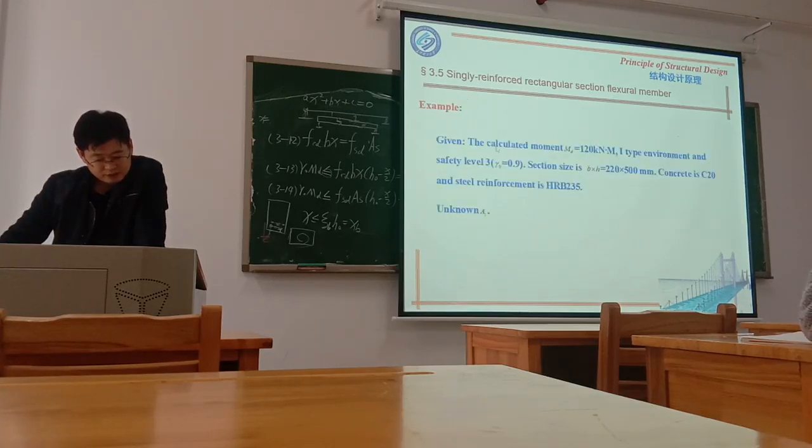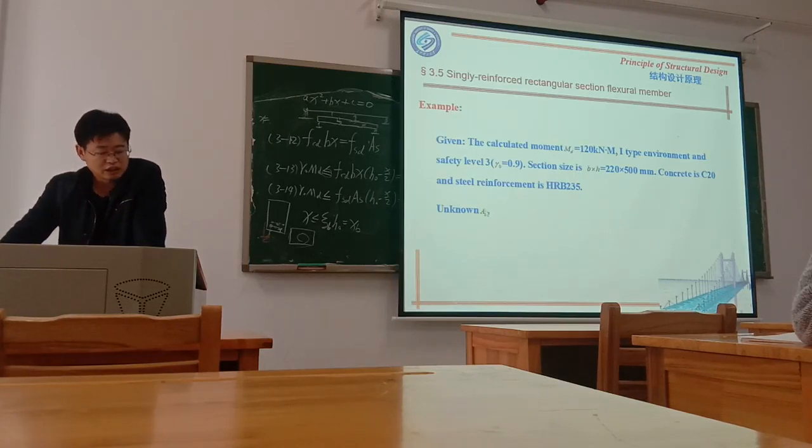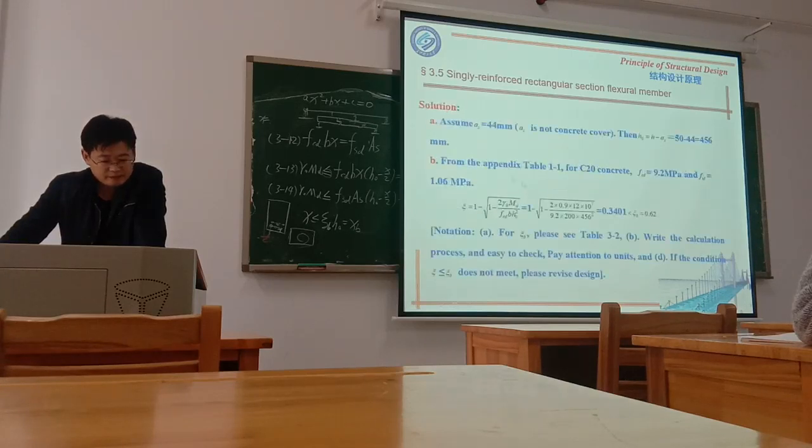For example, the calculated moment at one type environment at the shift level 3, that means gamma 0 equal to 0.9. The section size is given, concrete is given, reinforcement is given, and now they ask you to calculate AS. So this is the first situation. Everything I have to do, they just ask you to calculate AS. Then we see how to calculate this.